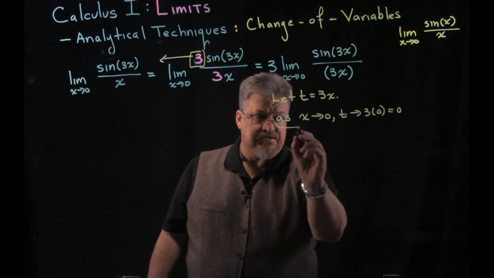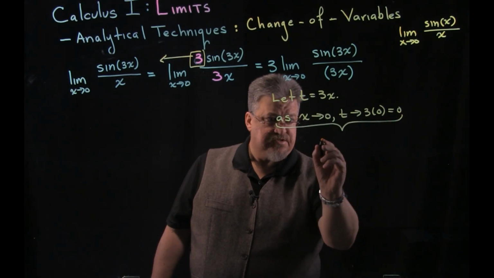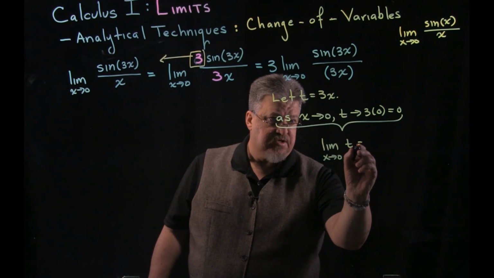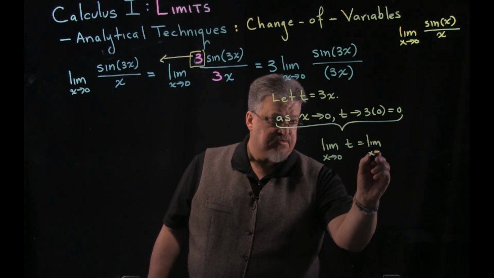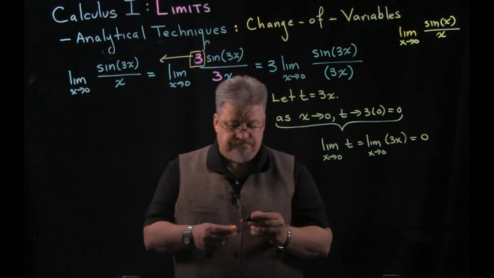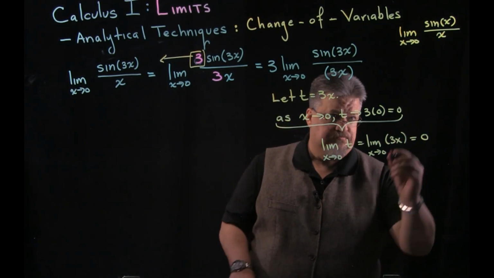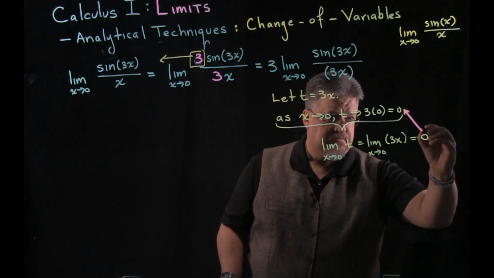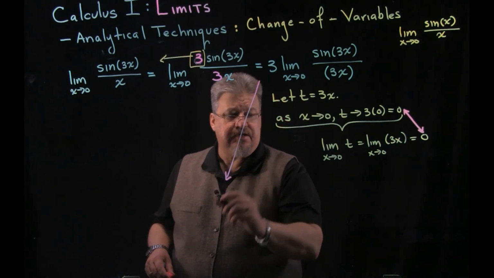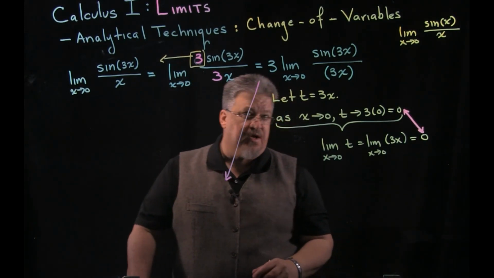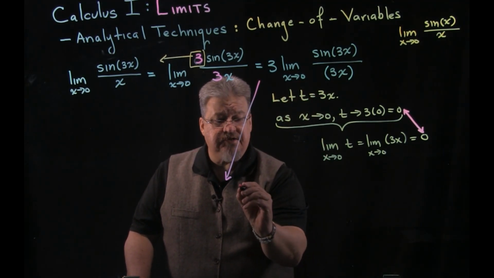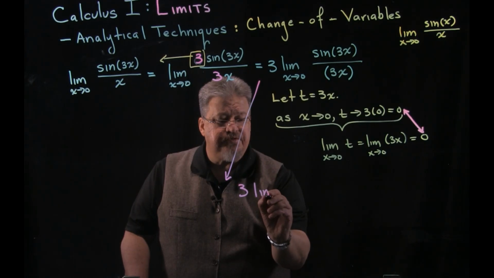Another way to write this is, of course, to say the limit as x goes to 0 of t is the limit as x goes to 0 of 3x, which is equal to 0. Those are the same zeros. So now what we want to do is rewrite the original problem, this version of the problem, in terms of the new variable t.